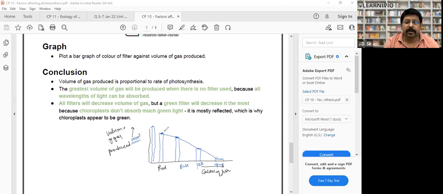Because there are certain antenna pigments which capture yellow light, some capture green light, some capture violet light, right? So if those lights are not present, then those antenna pigments won't be able to capture the light, and if they can't capture the light, the rate of photosynthesis will be low.